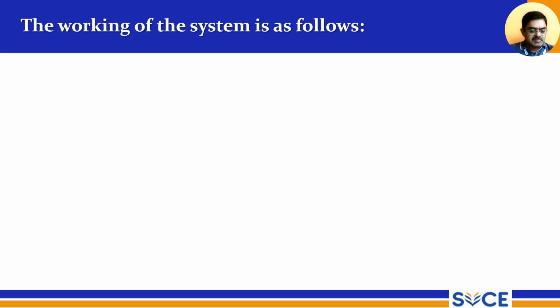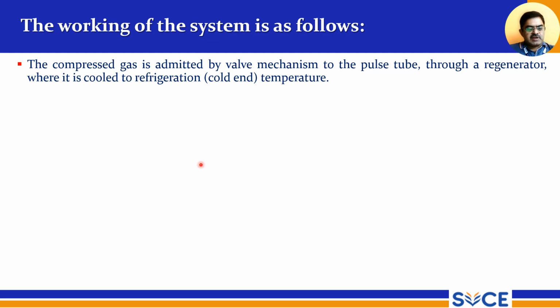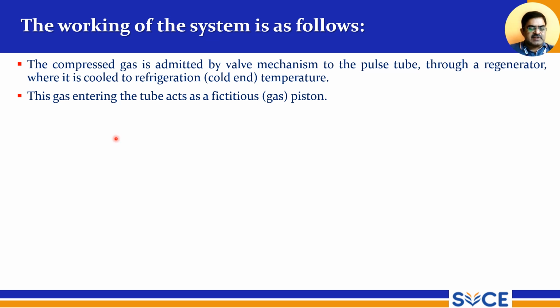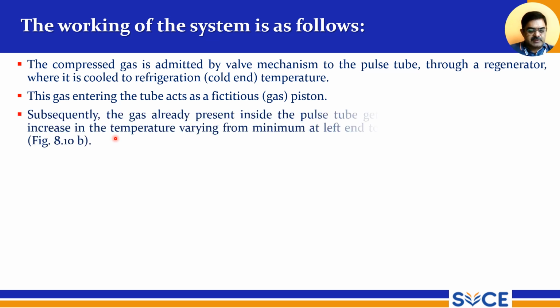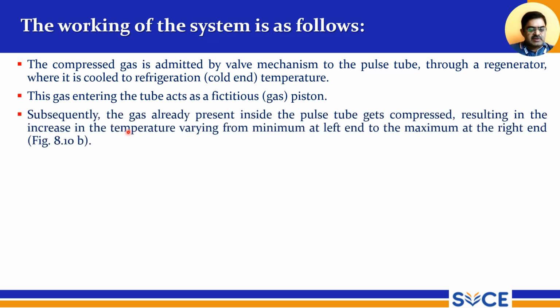The working of the system is as follows. The compressed gas is admitted by the valve mechanism to the pulse tube through a regenerator, which is cooled to refrigeration temperature, that is the cold end. So that is the cold end temperature. The gas entering the tube acts as a fictitious piston, and subsequently the gas already present inside the pulse tube gets compressed, resulting in an increase in temperature, varying from minimum at the left end to maximum at the right end.